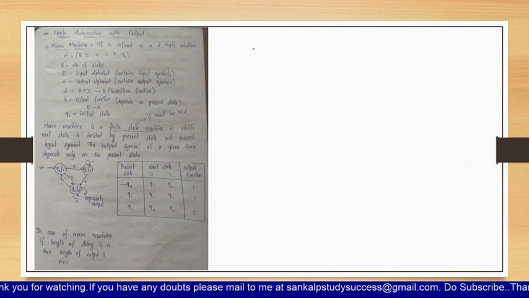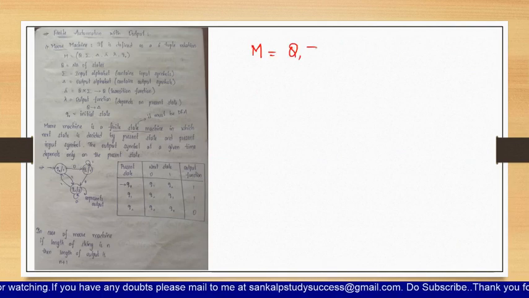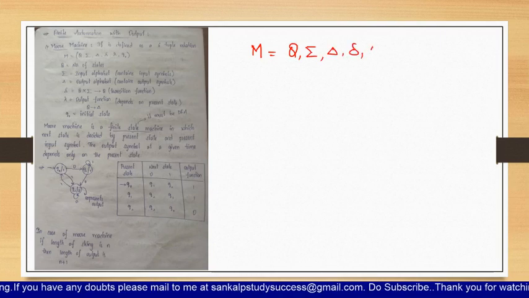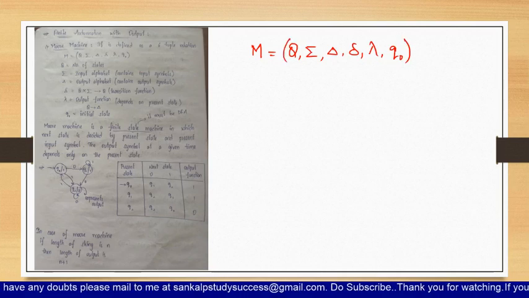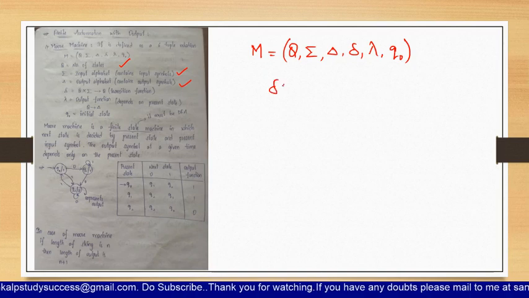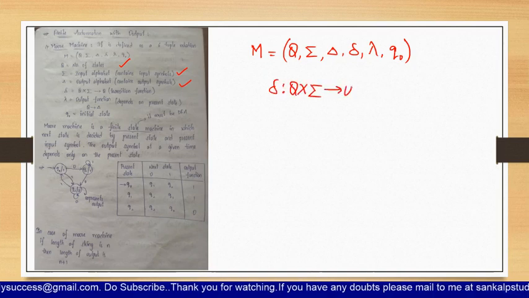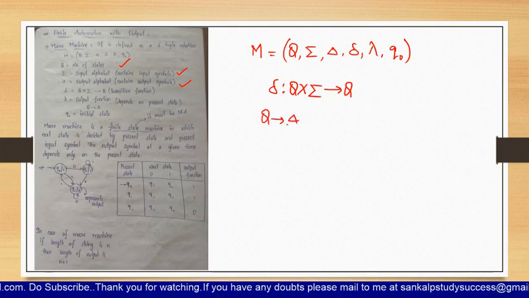Here Moore machine is defined as a 6-tuple notation where M is equal to (Q, sigma, delta, transition function, lambda, and q naught). Here Q is the set of states, and sigma is the input alphabet where you take all the input symbols, and delta is the output alphabet, which includes all the output symbols. The transition function is defined as Q cross sigma tends to Q. Here lambda is the output function, defined as Q tends to delta, and q naught is the initial state.